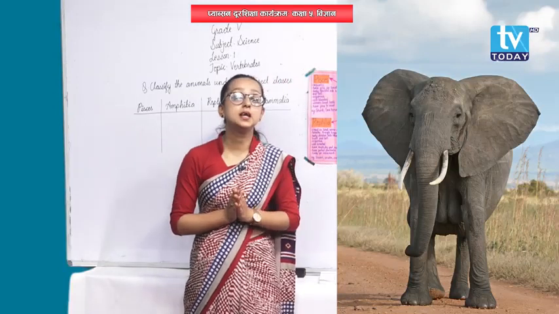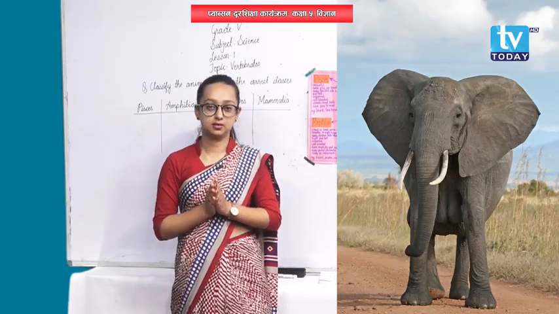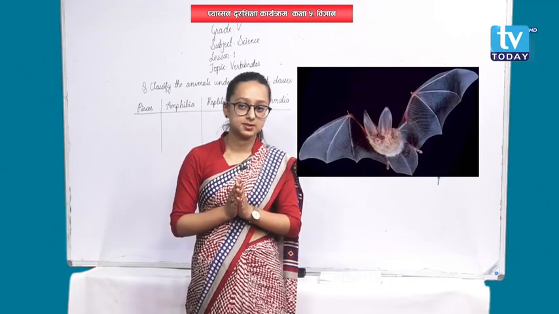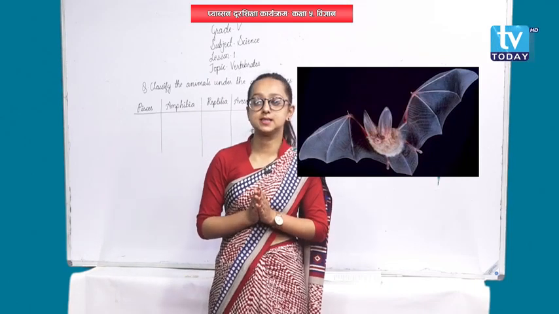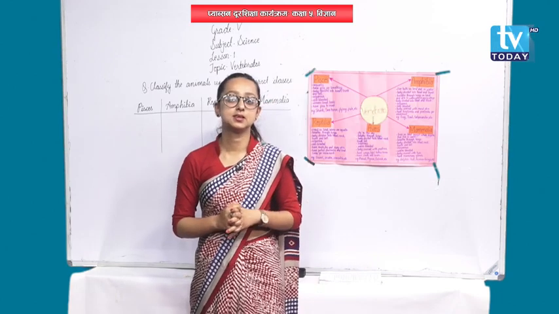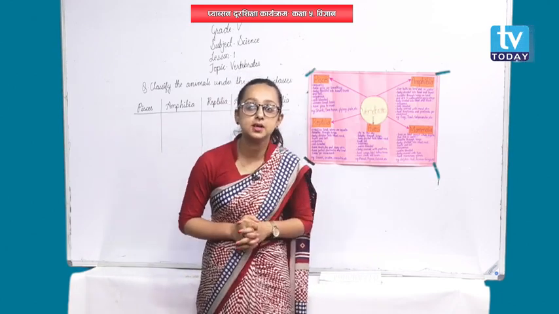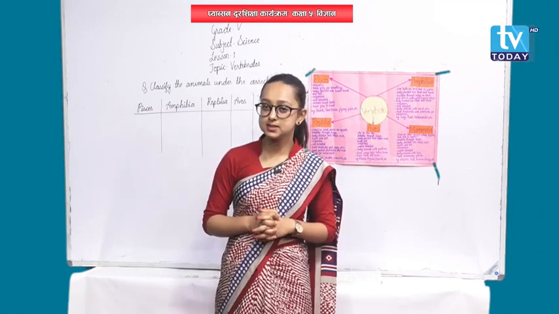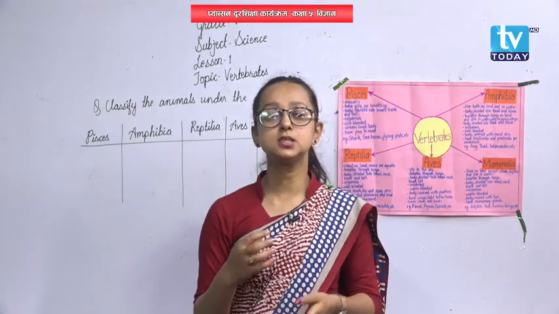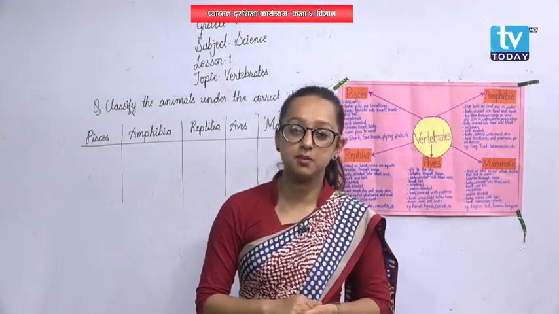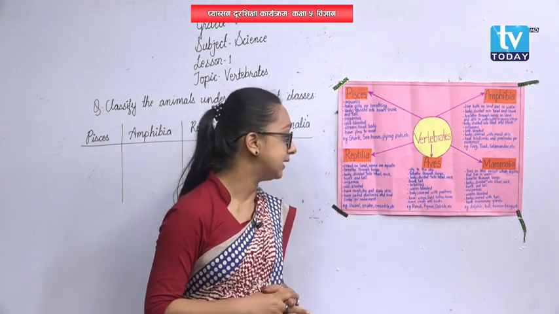Similarly, their body is covered with hair. And they have mammary glands. What are mammary glands? The glands that help to produce milk are called mammary glands. So, obviously the function of mammary glands is to produce milk. So, mammals have mammary glands.